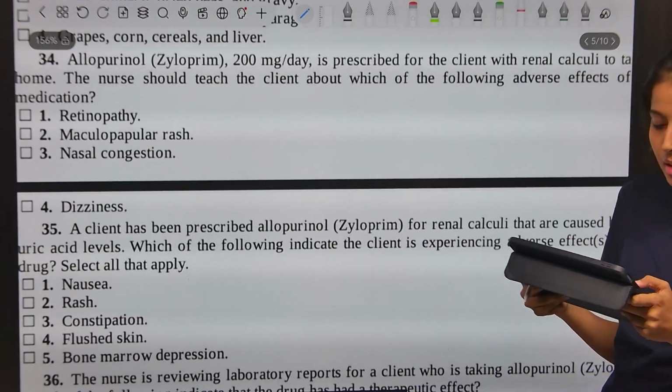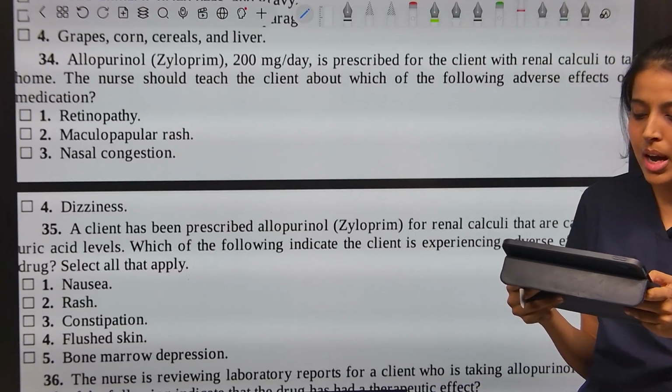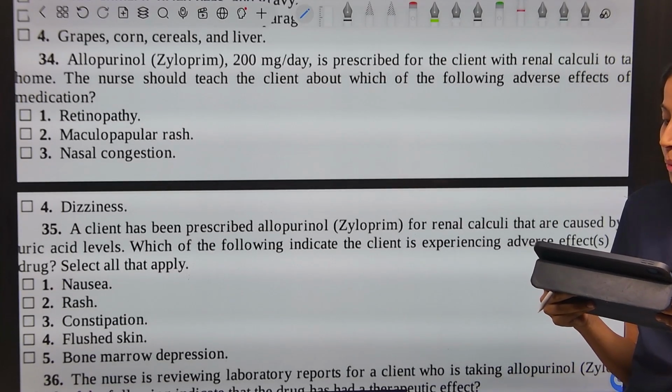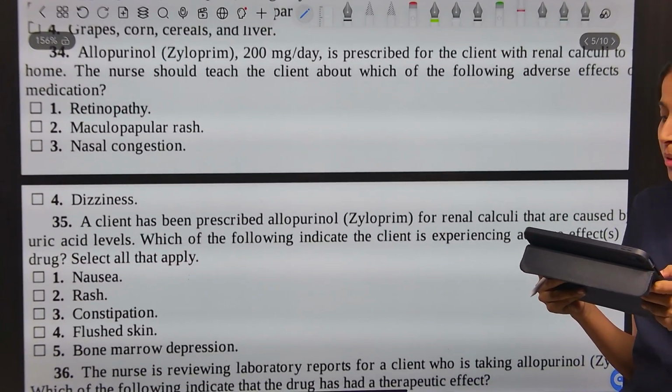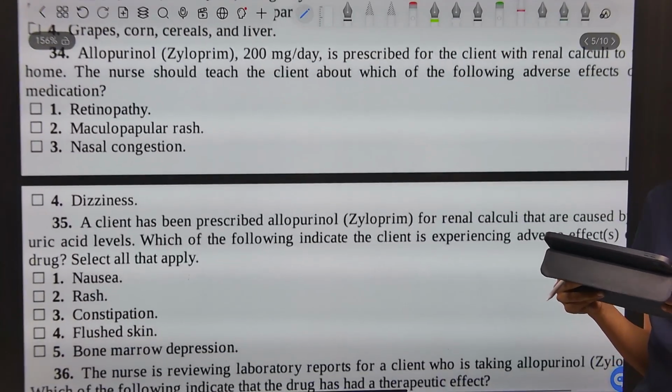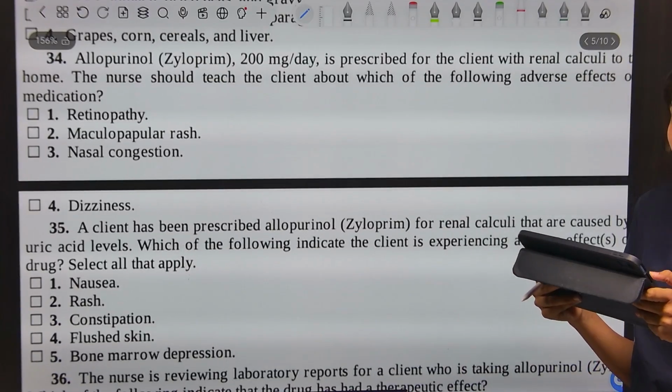Now let's discuss question number 34. Allopurinol 200 mg per day is prescribed for the client with renal calculi to take at home. The nurse should teach the client about which of the following adverse effects of the medication. So what do you think? What will be the adverse effect of allopurinol?